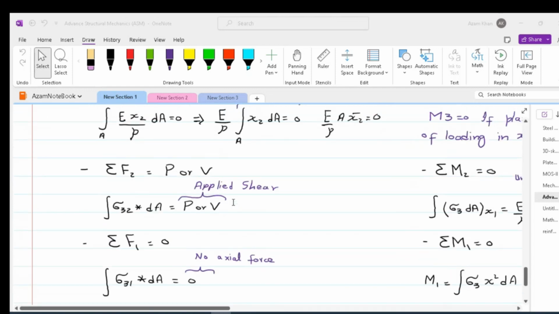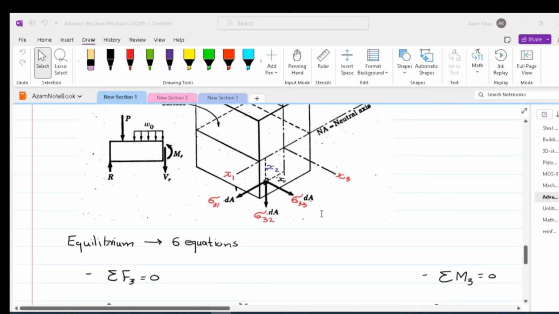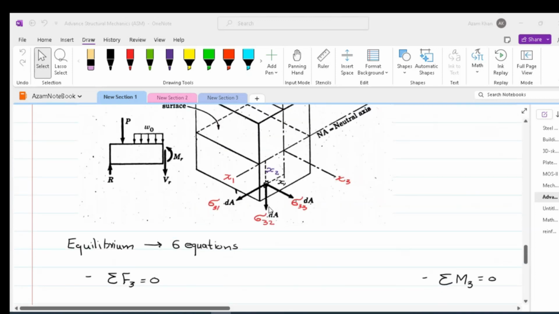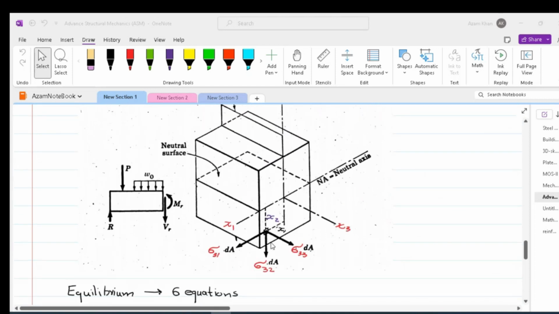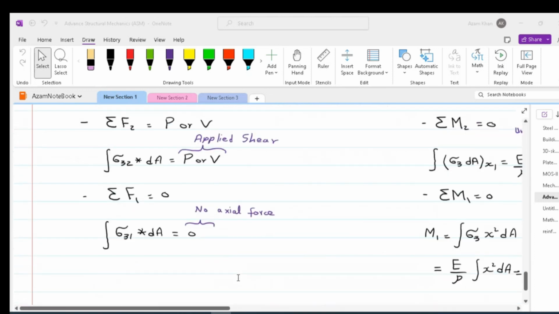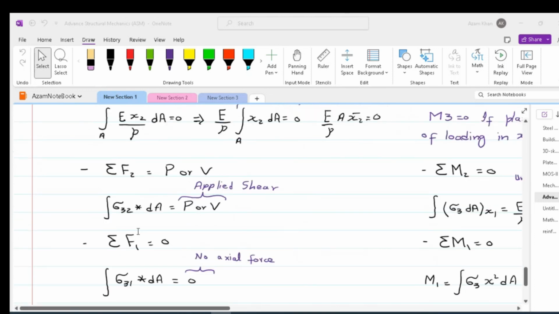And that's why summation of F2 is equal to either P or V, whether we call it shear or we call it the applied load. Please note, sigma 32 is in the x2 direction, and the sigma 32 times dA integral must be equal to the applied load, and that is the definition of shear.